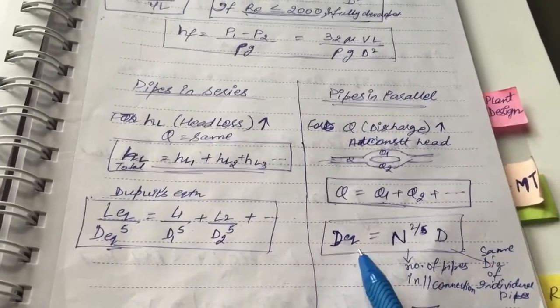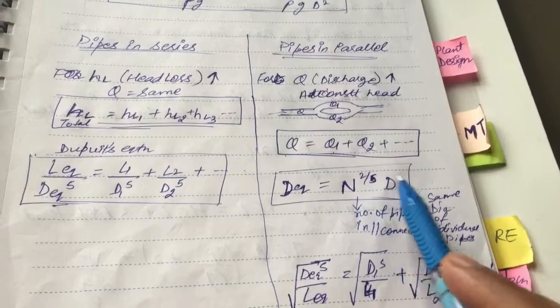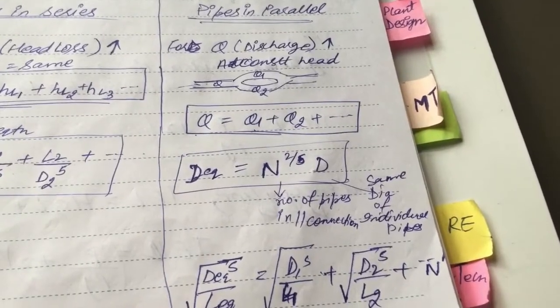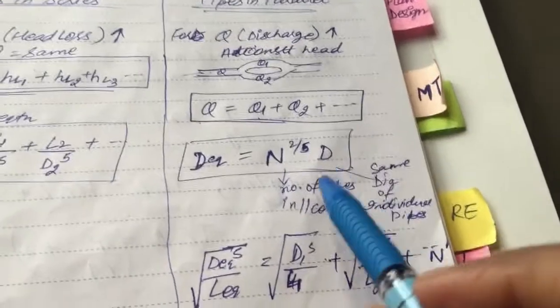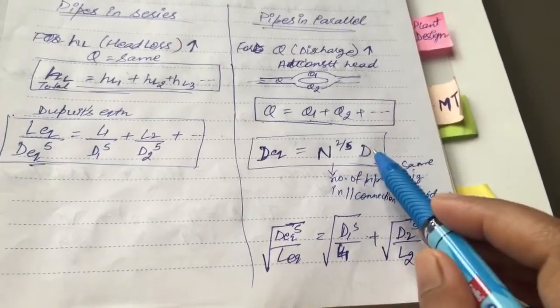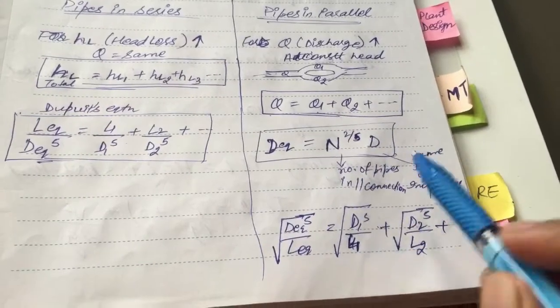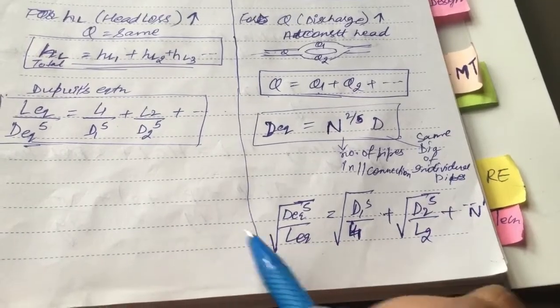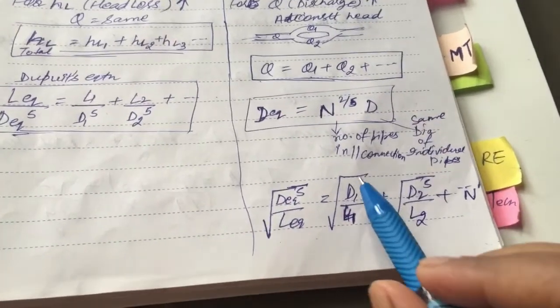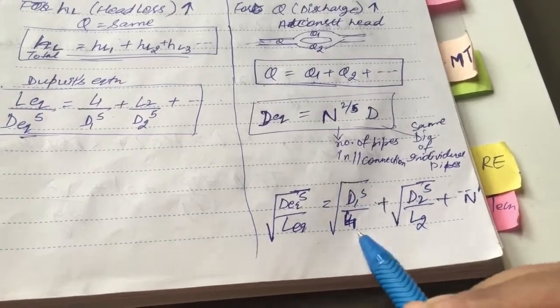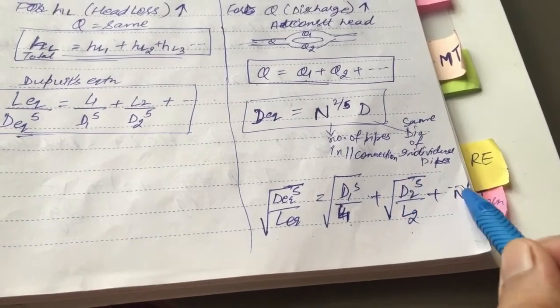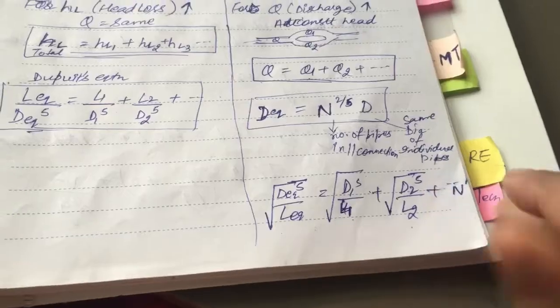Then our equivalent diameter would be equal to n to the power 2 by 5 into d, where n is the number of pipes in parallel connection and d is the diameter of an individual pipe. This case is valid if the diameters of all the pipes are the same. So to calculate, d equivalent to the power 5 by L equivalent under root would be equal to d1 to the power 5 by L1 under root plus d2 to the power 5 by L2 under root, and so on till n number of pipes.